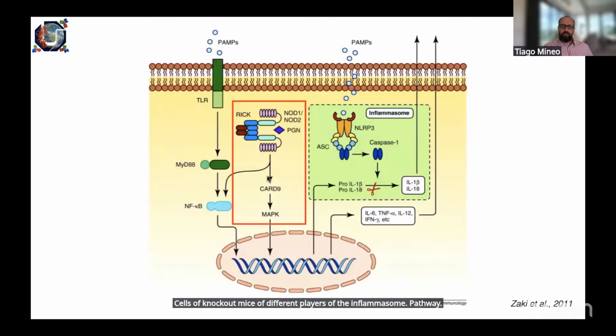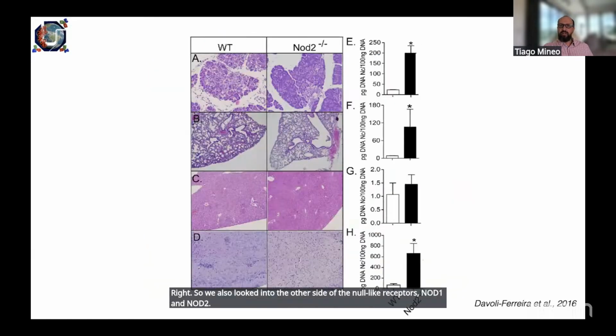Right, so we also looked into the other side of the NOD-like receptors, NOD1 and NOD2. We actually found a phenotype in NOD2 mice.